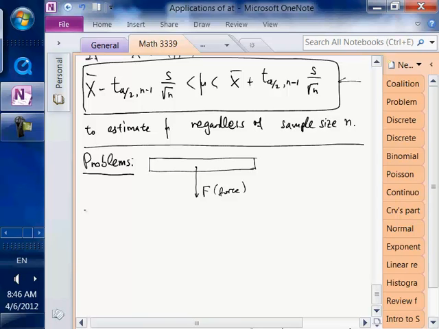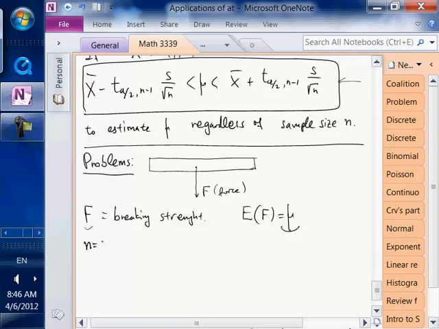So if that's a random variable that I want to estimate, why is it a random variable? Because all of those beams may have some very slight variations in the quality of the construction. So that F is not always the same. So that's a random variable: breaking strength. We want to estimate the expected value of F, which is this mu here.